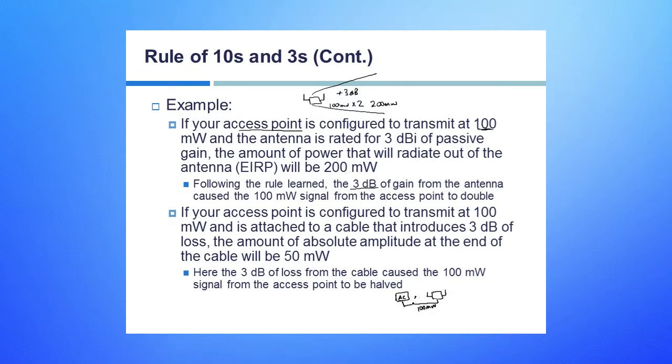And the cable is subtracting, because of whatever reason, the cable, you do lose power as you transmit electricity, is going to introduce 3 dB of loss. So even though we said, okay, we're going to send out 100 milliwatts, the cable is reducing the dB, so what's actually going to be sent out is 1/2, or 50 milliwatts of power.